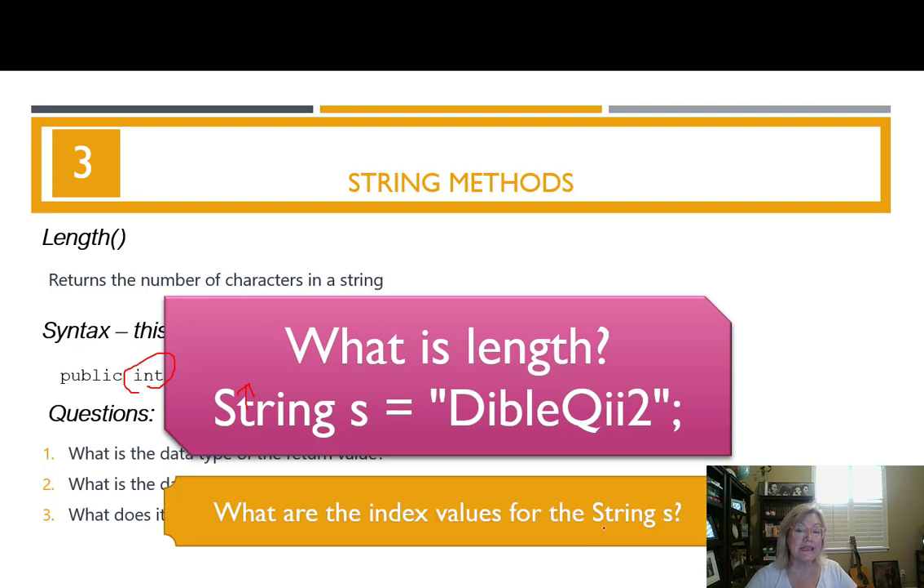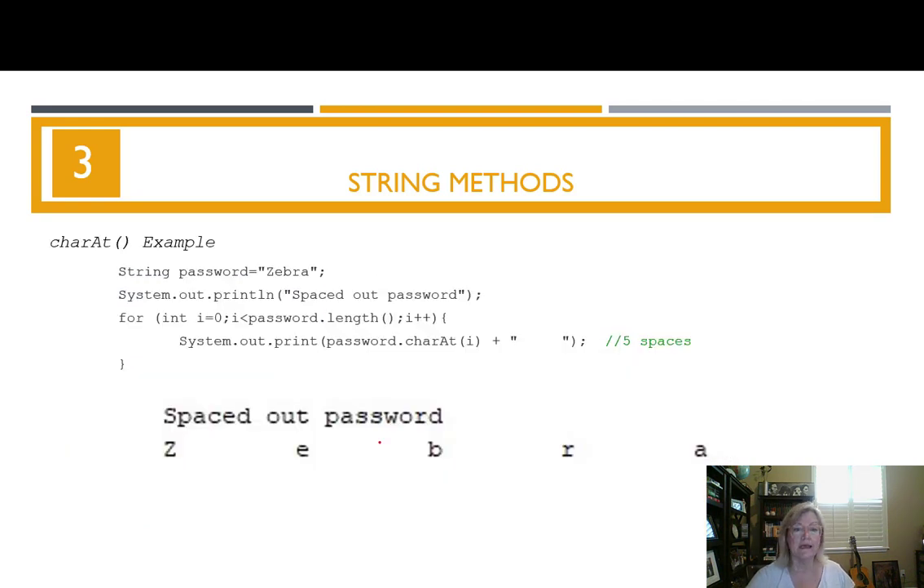What are the index values for that string? This is going to be 0. Always the first one 0. If the length is 9, guess what? That's not 9. It's 8. So the greatest index value in an array, in this case in the array of characters here, is 1 less than the length. Here is an example of using charAt.